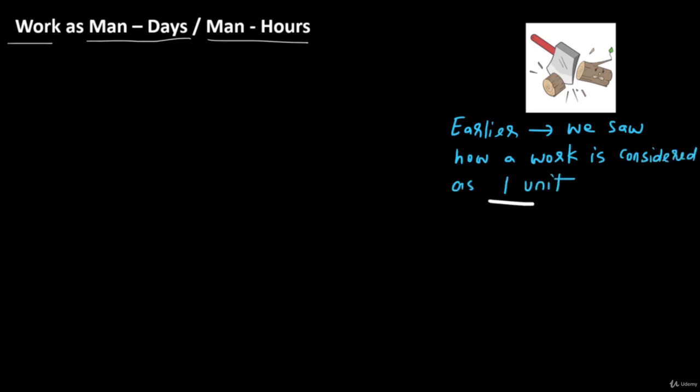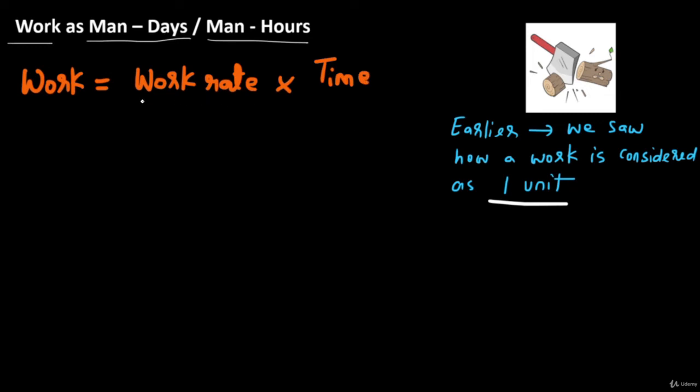Hi students, in this video let's discuss work as man days or man hours. Now previously we had defined work as a unit, right? We took work given as one unit and we discussed how much percentage of the work would be completed in one day, etc. Alright, now another way of thinking of work is work is equal to work rate into time. Now work rate is work in a given amount of time, and when you multiply that with time, these two get cancelled out and you get work.